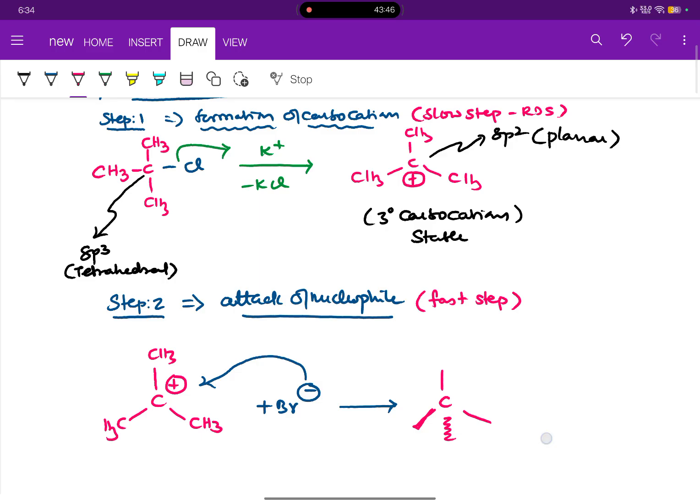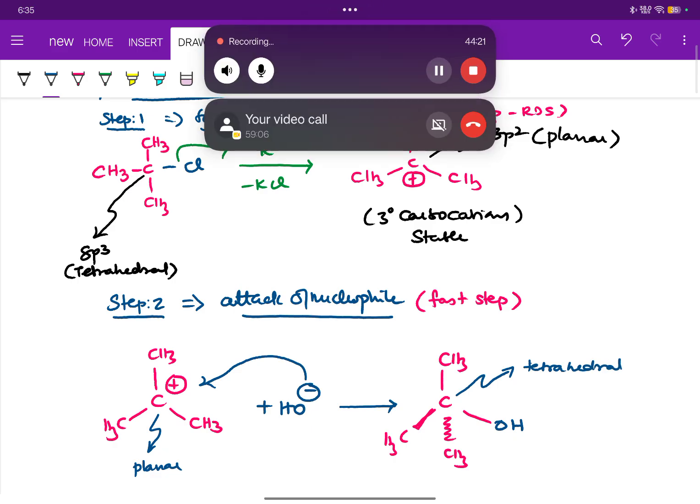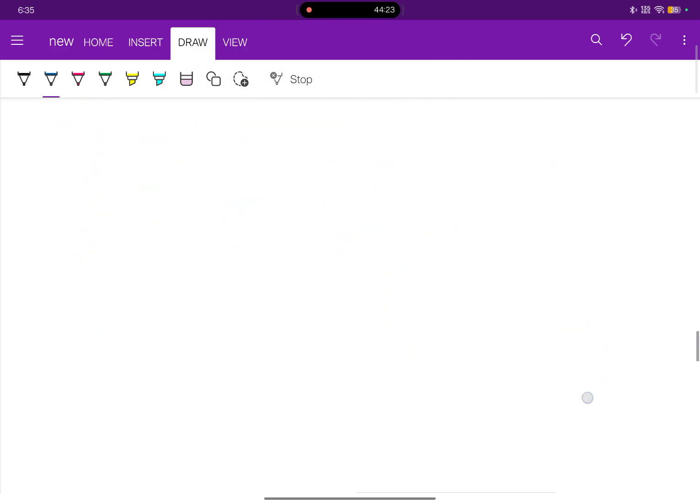I should have put it somewhere. It's okay. So already the halogen is going out. So instead of halogen, I will put something else. OH minus. So what is happening is, from the positive charge on the carbon, it is adding HO. That's all. Okay, sir. From planar structure, it is becoming tetrahedral. Copy. So what do you mean by SN2 mechanism?